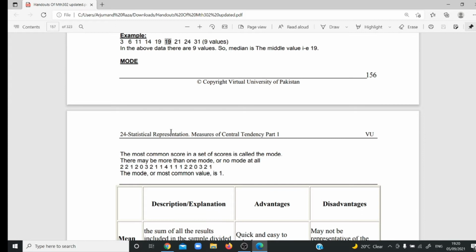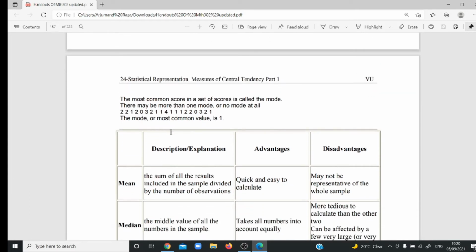Then we'll discuss mode. What is mode? Mode is the most common number, or the most occurring number, in a series. So here, if we ask which one is the most common number, we'll say 1: it appears 2 times, 3 times, 4 times, 5 times, 6 times, and 7 times. So 1 is the most commonly occurring number.